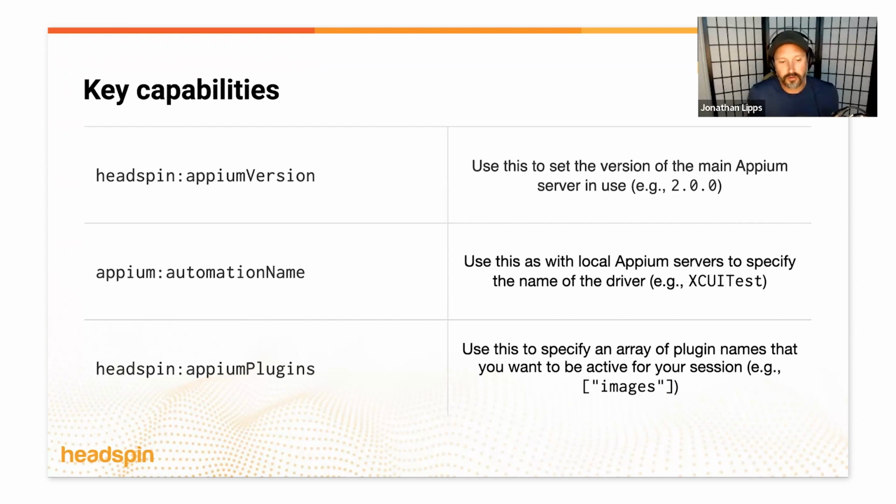If you want to use plugins in your HeadSpin test, it's a little bit different than using plugins locally. Locally, you have to start the Appium server opting into activating certain plugins, but as a HeadSpin user, you don't run the Appium server. We run it for you. So to let us know what plugins you want to be active during your session, just use the Appium plugins capability.